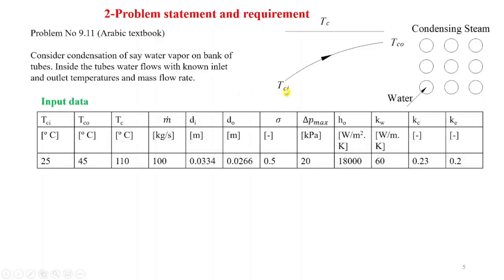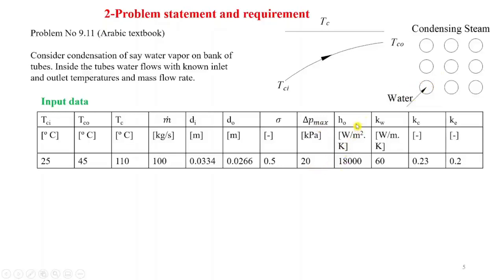We are given the inlet temperature of water coming into the heat exchanger at 25, and it leaves at 45. The condensation temperature is 110. The mass flow rate of water is 100 kilograms per second. The inside and outside diameters of the tube are given as these two values. Sigma, which is the free flow area divided by the frontal area, is assumed to be 0.5. The bulk pressure drop, the maximum pressure drop between the inlet and exit of the water, is assumed to be 20 kilopascals.